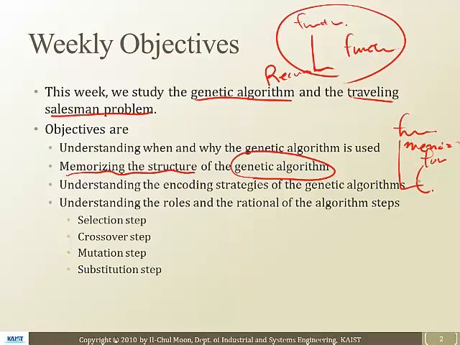And of course, the genetic algorithm has its own unique structure. In terms of that structure, there are some strategies that you have to implement in genetic algorithms. One of them is the encoding strategy. And there are also other steps, which are the selection step, the crossover step, the mutation step, and the substitution step. These are all important steps to make the genetic algorithm work. Okay, so we are going to cover these topics this week.